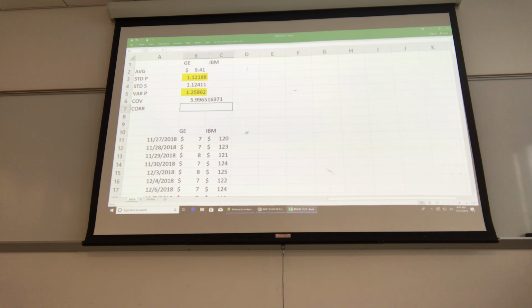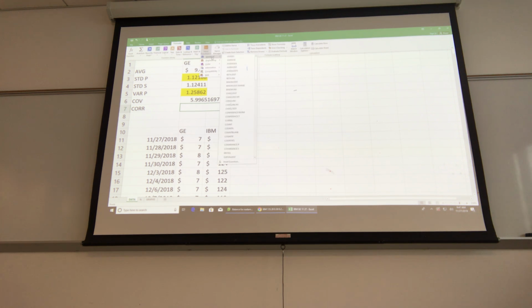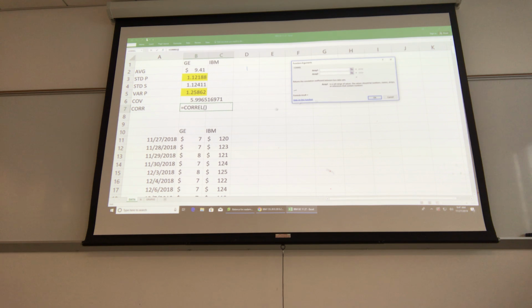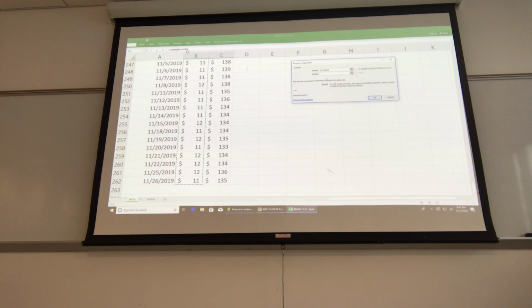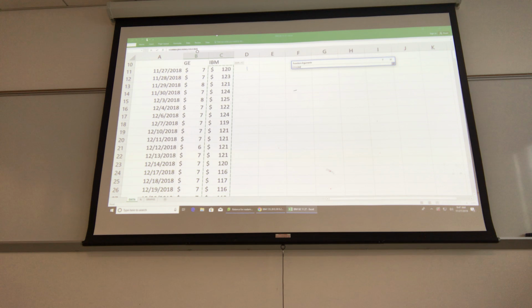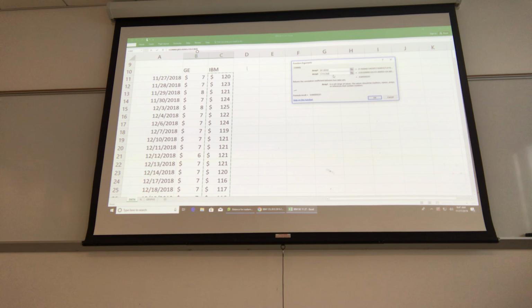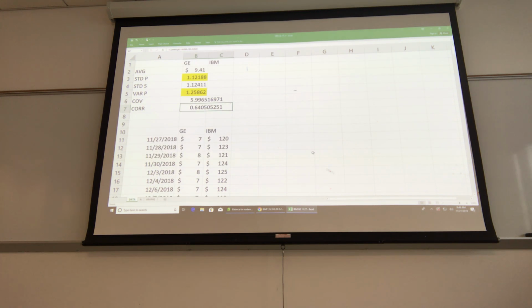And I want to find out what is correlation. I go to my formula and I ask my statistical formula to look at the correlation. Again, it takes two things: General Electric and IBM. Do I have exactly the same rows and different columns? Yes. I click it here and I have the numbers for these two.